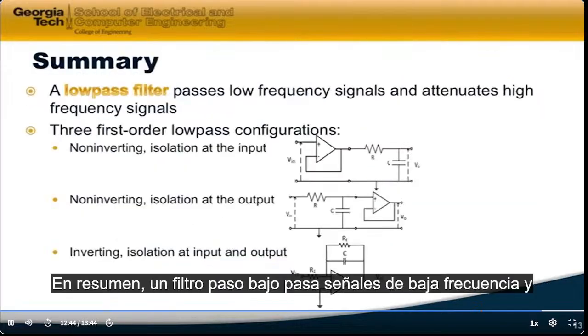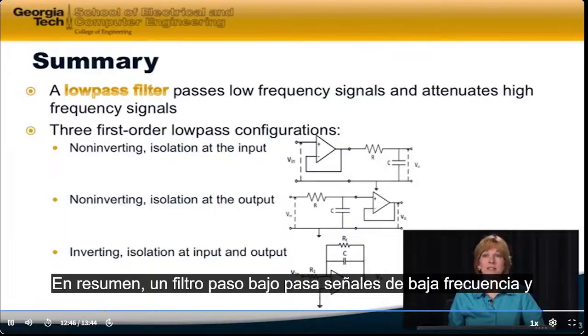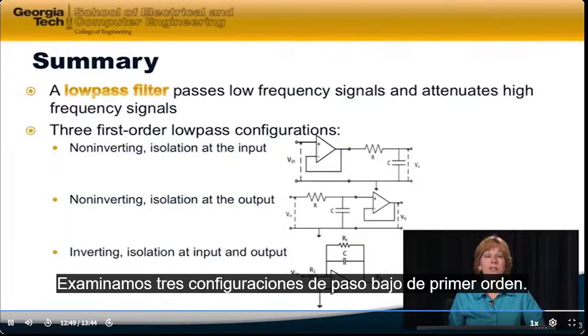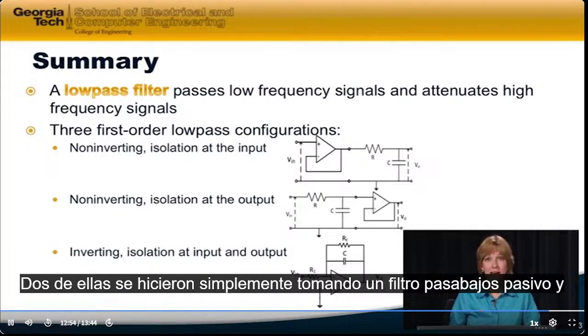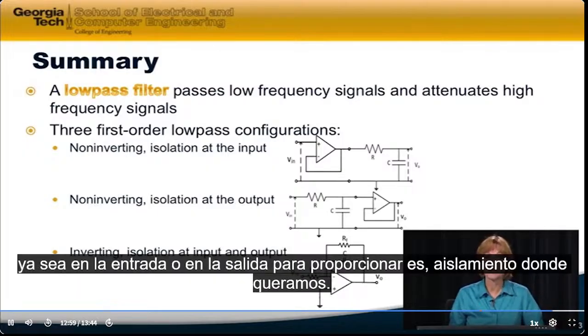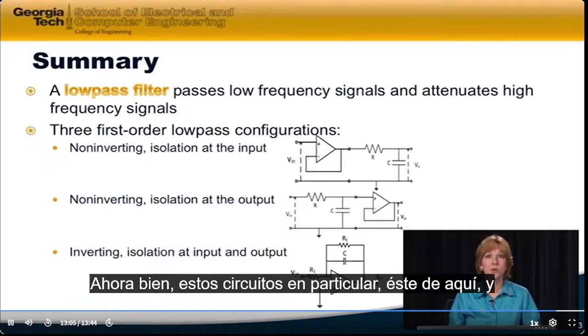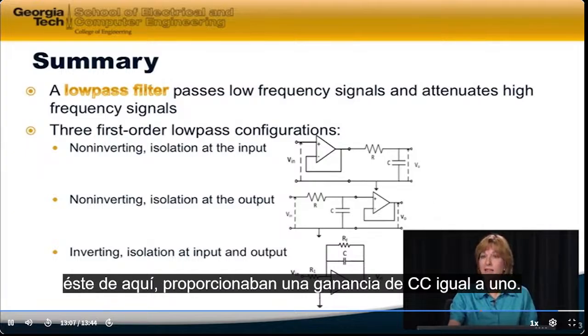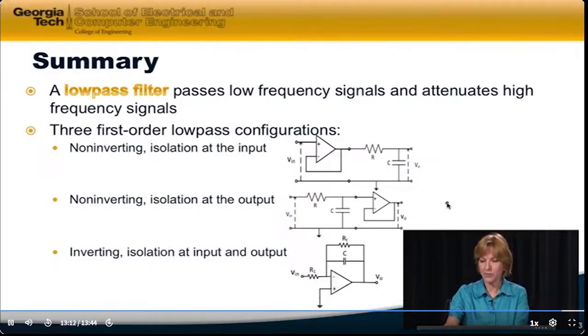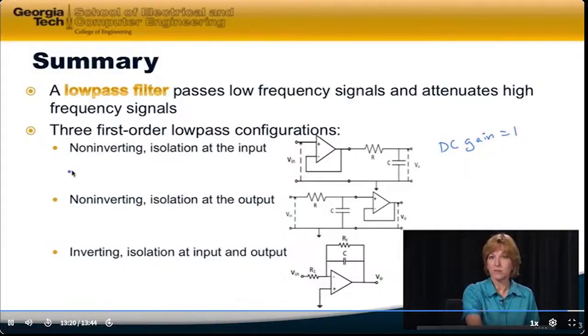So in summary, a low-pass filter passes low-frequency signals and attenuates high-frequency signals. We looked at 3 first-order low-pass configurations. 2 of them were made up by just taking a passive low-pass filter and putting a buffer circuit on it, either at the input or at the output to provide us isolation wherever we want. Now these particular circuits, this one right here and this one right here, provided a DC gain equal to 1. And they were not inverting.